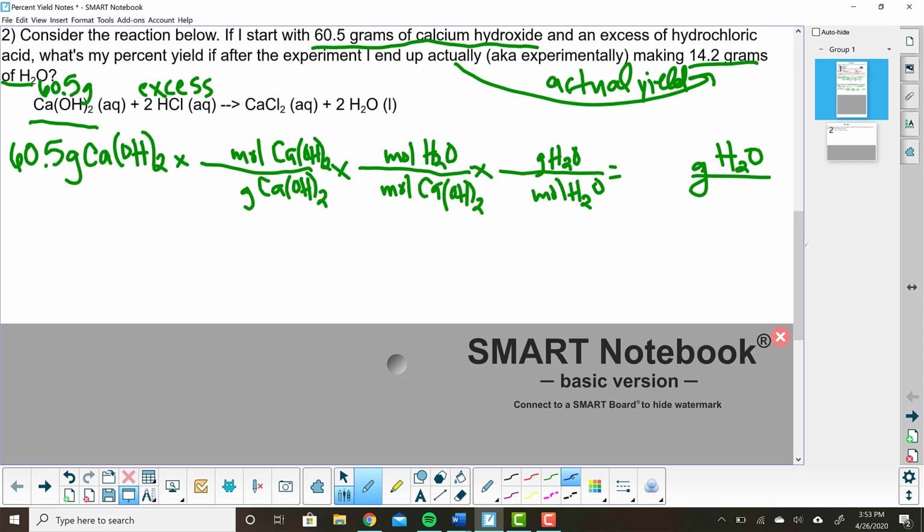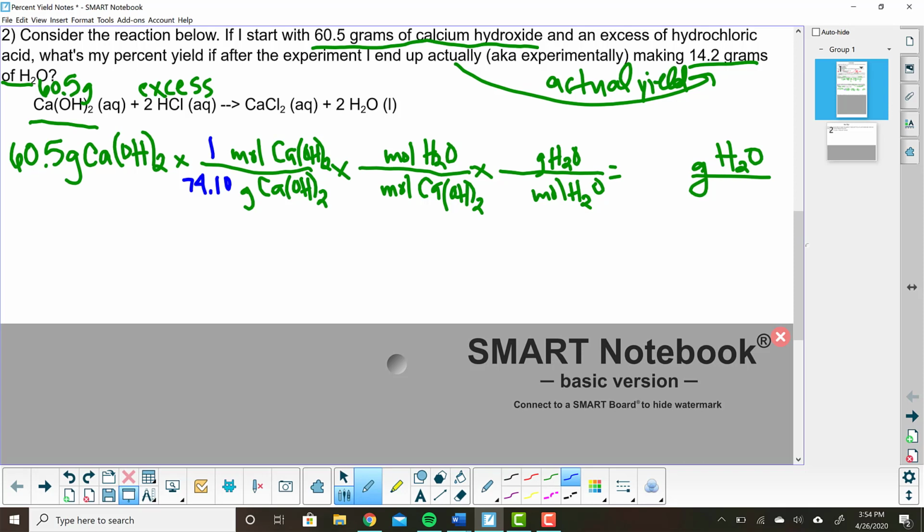Anytime that we have molar mass, so that would be grams and moles, we know that a 1 goes by moles. We would just need to calculate grams or the molar mass. Using the periodic table, you can calculate the molar mass of calcium hydroxide. It comes out to be 74.1. Right, so that's my first conversion factor.